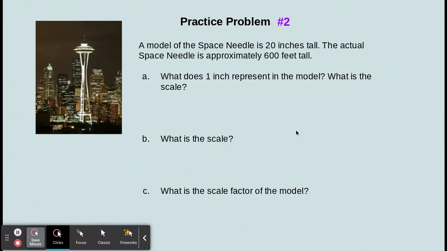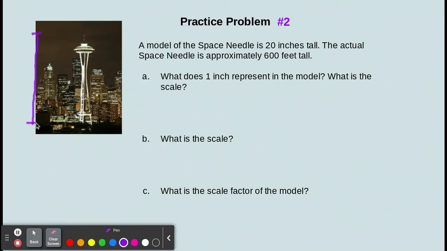Practice problem number 2. We have the model of the Space Needle, and actually it's a picture, isn't it? We measured it to be, let's pretend, this distance here is 20 inches. But the actual Space Needle is approximately 600 feet tall. So question number 1, A, what does 1 inch represent in the model?